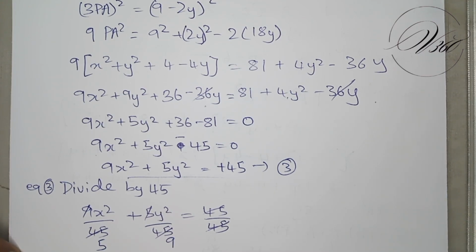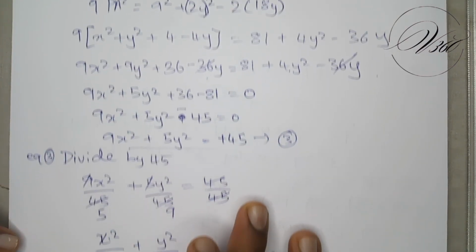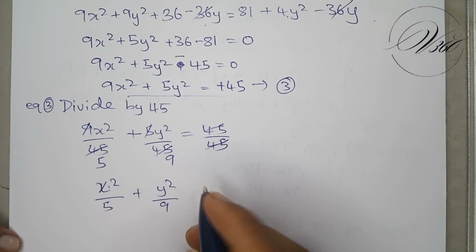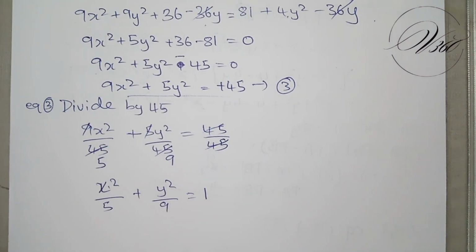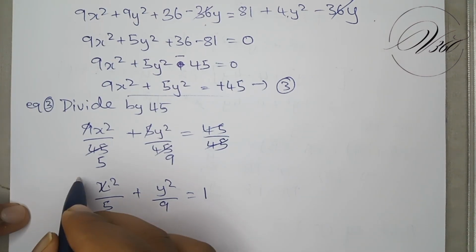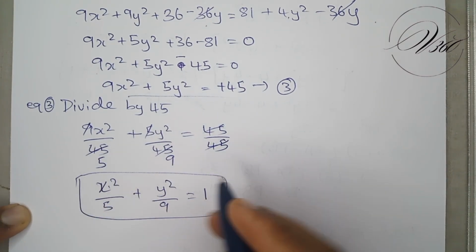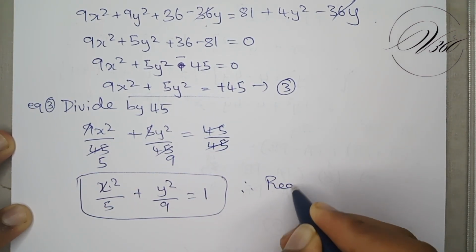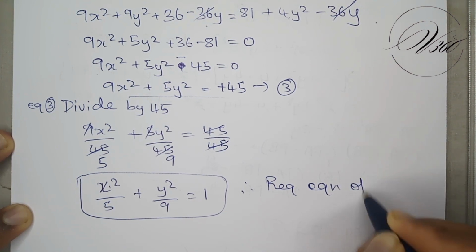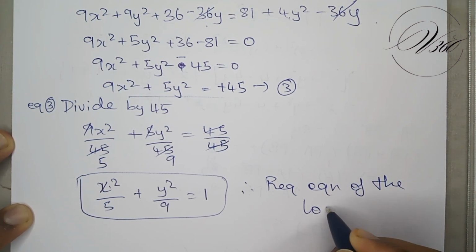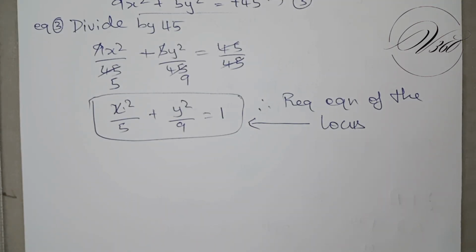x square by 5 plus y square by 9, okay, is equal to 1. Alright, this is now the required equation. The required equation of the locus is this. Now we will end this session, and in the next one we are going to do the other problems.